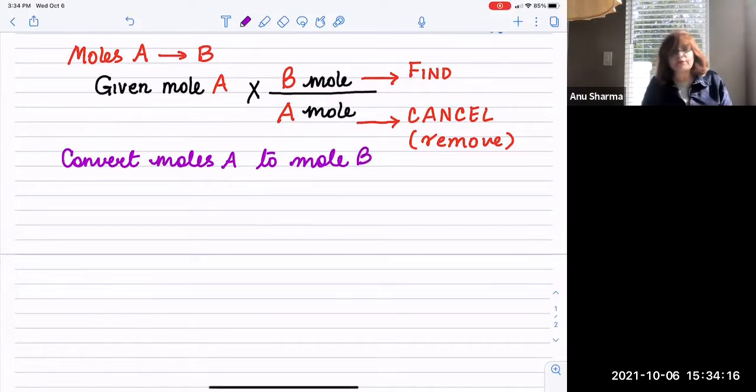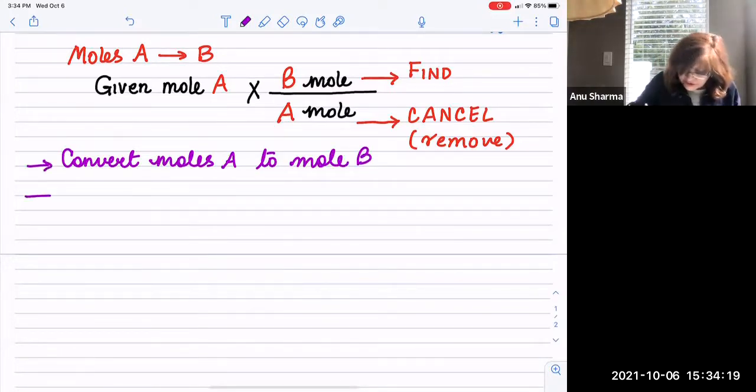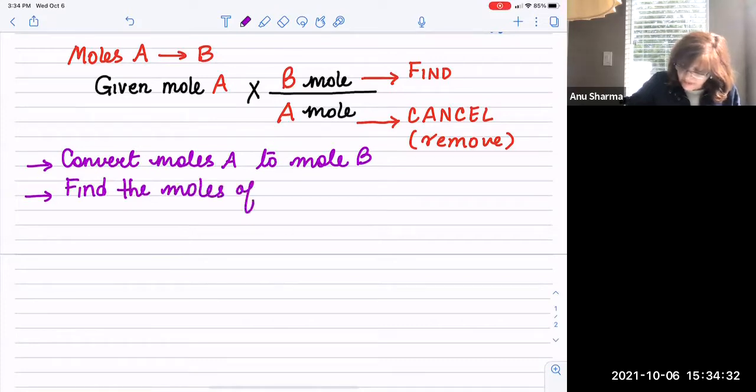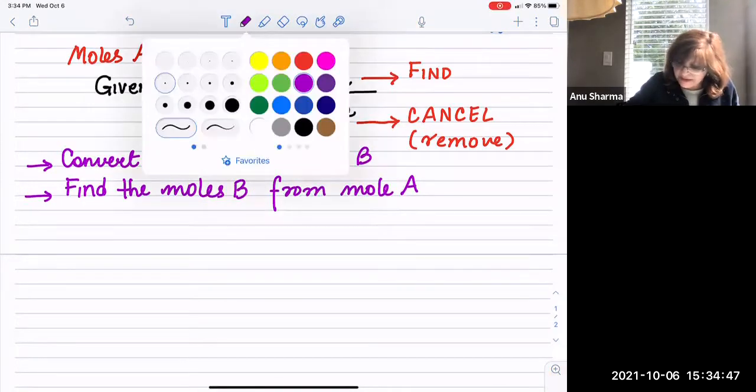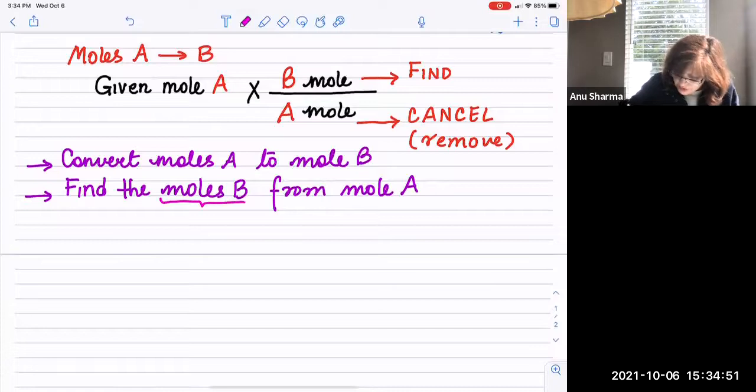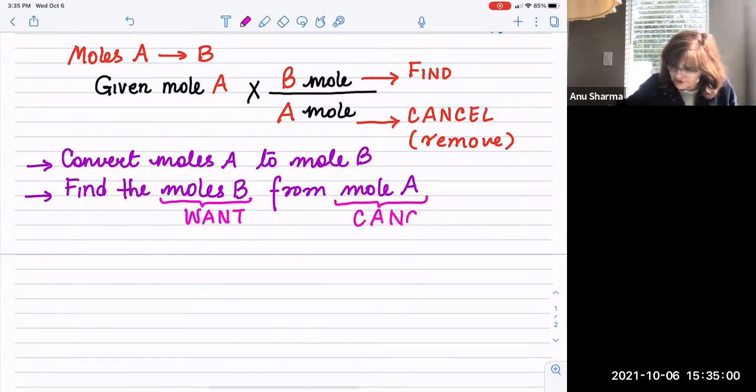Okay, this is one piece. This is how they will write. Or they are going to say find the moles of B. Okay, and I'm just removing this, moles of B from moles of A. So this piece right here is the moles of B is what you want to find, and this is the moles of A from A. That means these are the ones that get canceled out or removed.